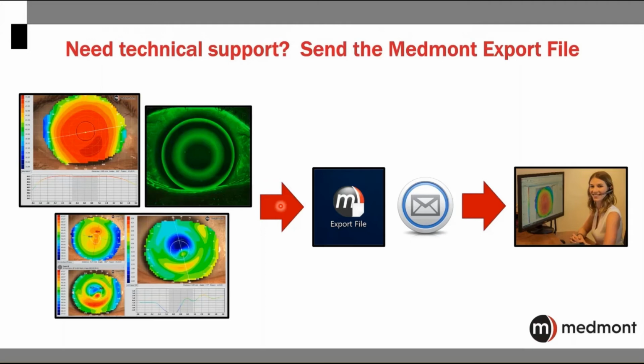Your Medmont allows you to collect all of the images that you'd like to send to your consultant: the baseline topography to build the initial lens, the initial fluorescein pattern of that fit if it required modification, the subtractive map, the pre and post topography. All of these images can be exported in a digital file, which allows your consultant to open it up and interpret and manipulate the data as if they had taken the topography themselves. So the Medmont export file is a wonderful way that you can share information digitally with your lab.